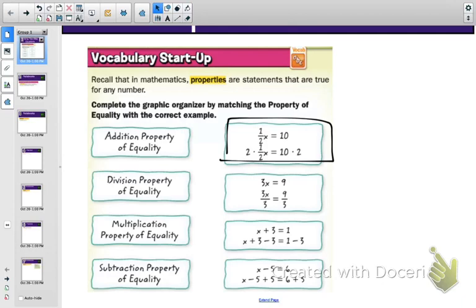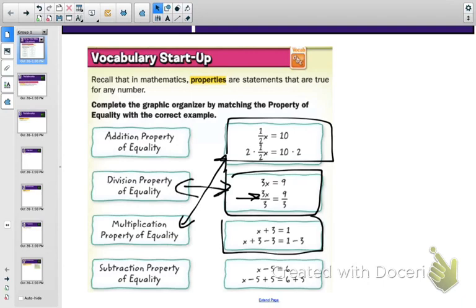Because we multiplied both sides by 2, that follows the multiplication property of equality, which says if you multiply the equation on both sides by the same number, then it remains the same. This one right here, we have 3x equals 9. And then we have this fraction divided by 3. This fraction line just means divide. We divide both sides by 3 and it keeps it the same. So that is the division property of equality. So that goes here.